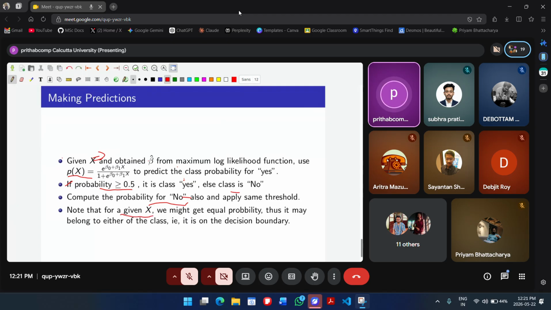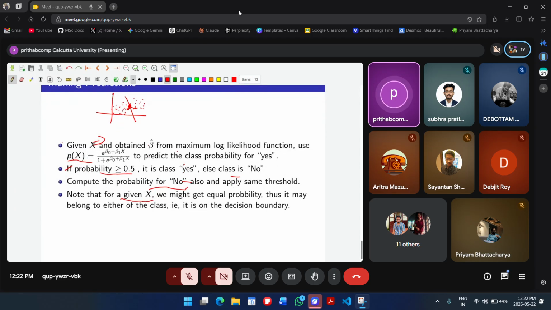Note that for a given x, we might get equal probability. Thus it may belong to either of the classes. So what does it mean? It means it is on the decision boundary. For example, new data comes and you get a value which is exactly 0.5. So it is on the decision boundary, and it can go either to this class or this class. So you have to leave it to the user, what he or she wants to do.